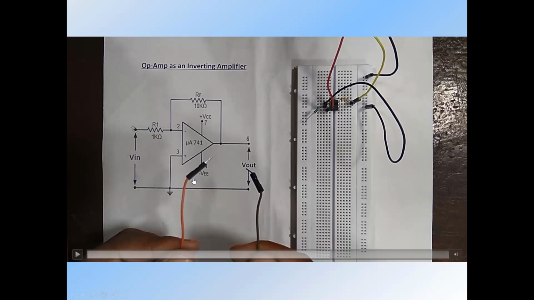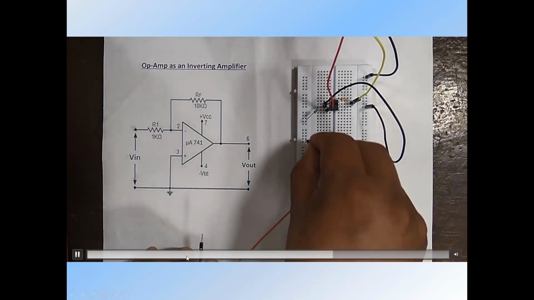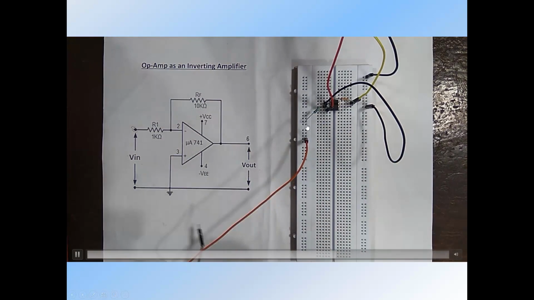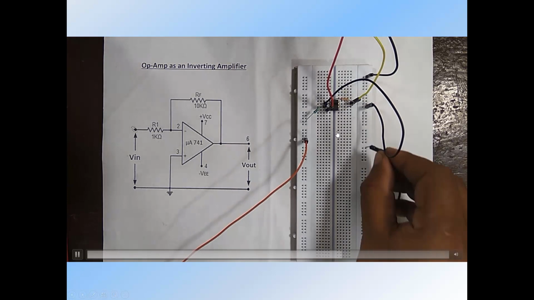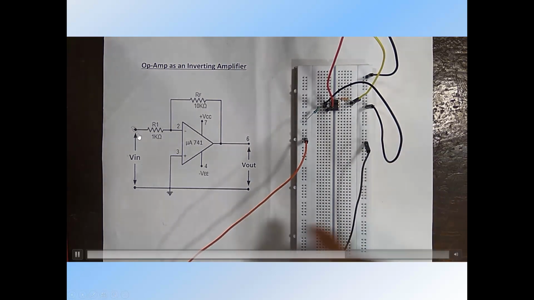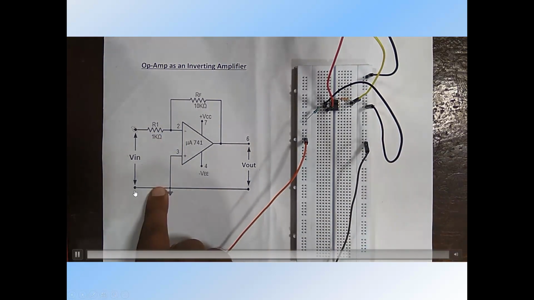And now we will connect this orange jumper wire to this point, any one of these holes up to this point, and this ground is connected to any one of these vertical holes. This orange jumper wire is connected to this resistor R1, and black is connected to the ground of this breadboard, with respect to ground.